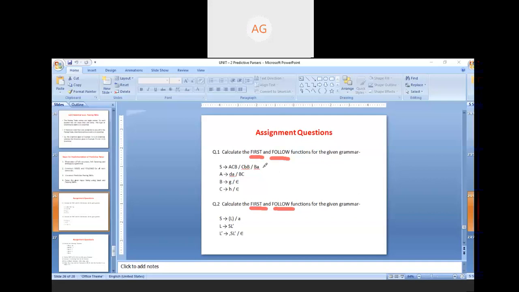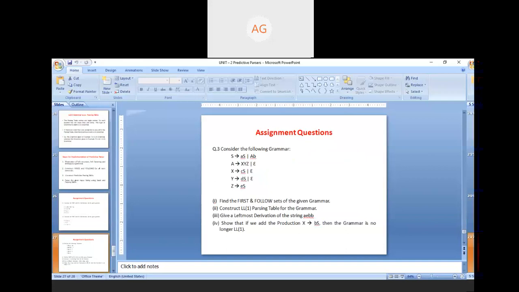You need to find the first and follow sets of these questions, and there is another question given in the next slide. So you also need to solve these three questions in the assignment. So this is the question. I am just reading this question so that you can understand what you need to do.